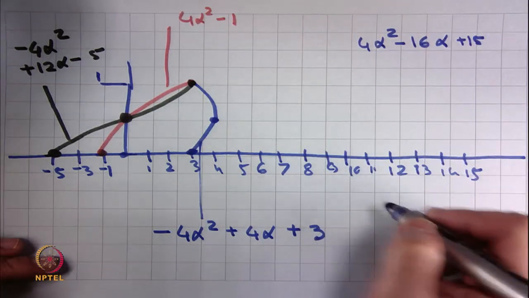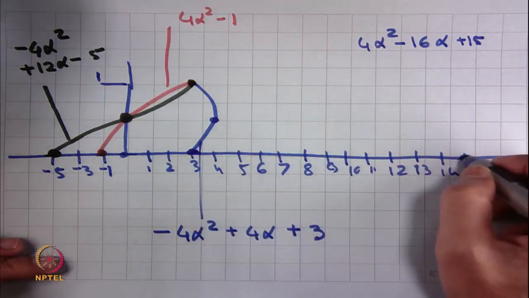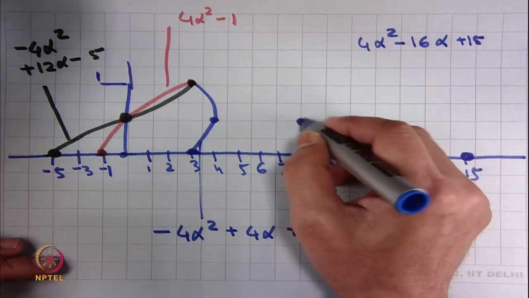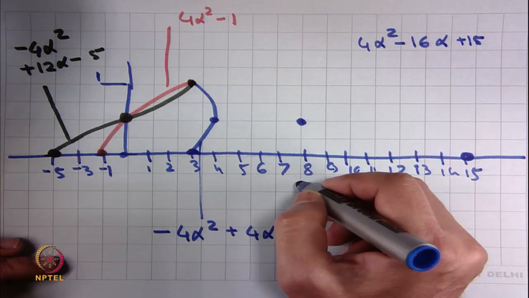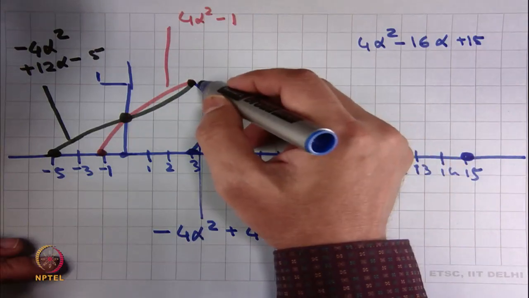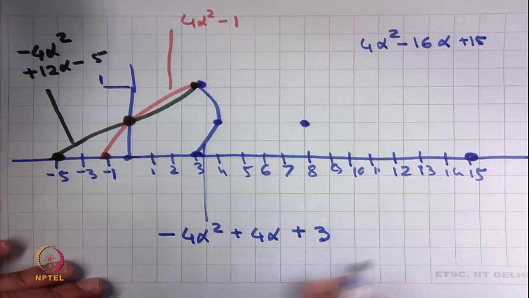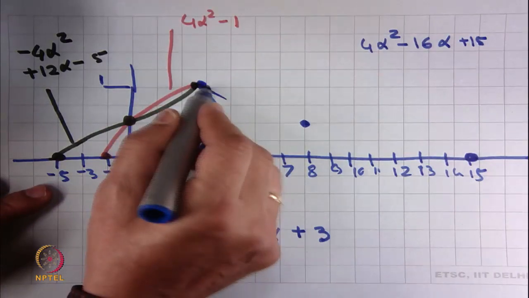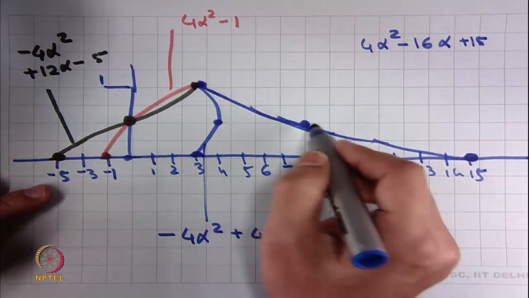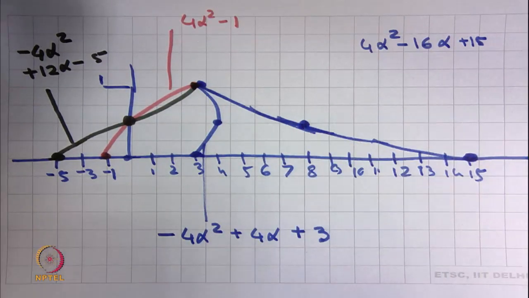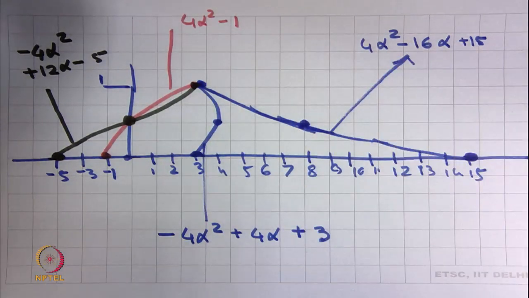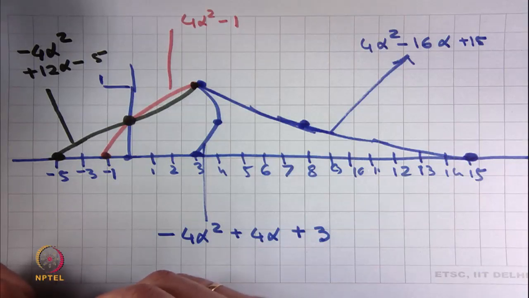At alpha is equal to 0, it is 15. At alpha is equal to half, it is 8, and at alpha is equal to 1, it is 3. Therefore, this curve will look like so. This is the curve for 4 alpha square minus 16 alpha plus 15.